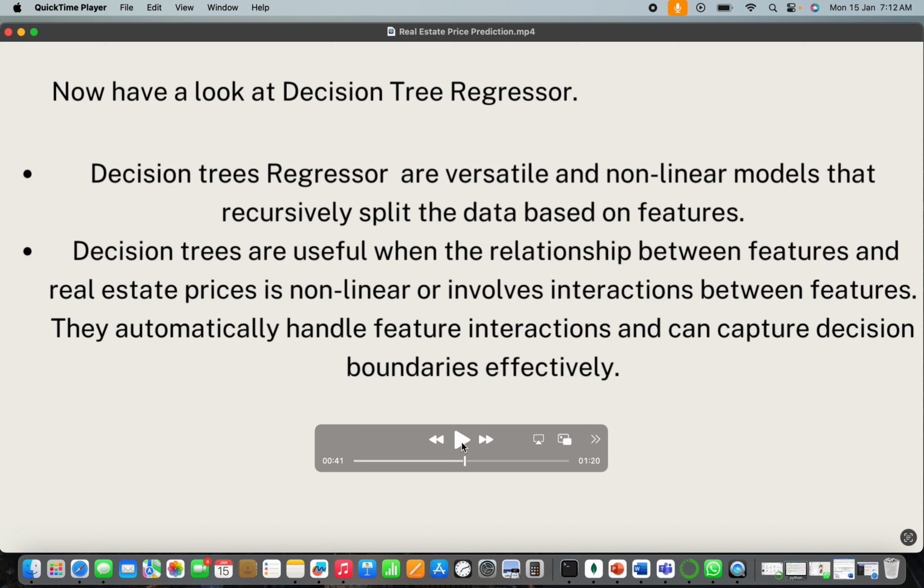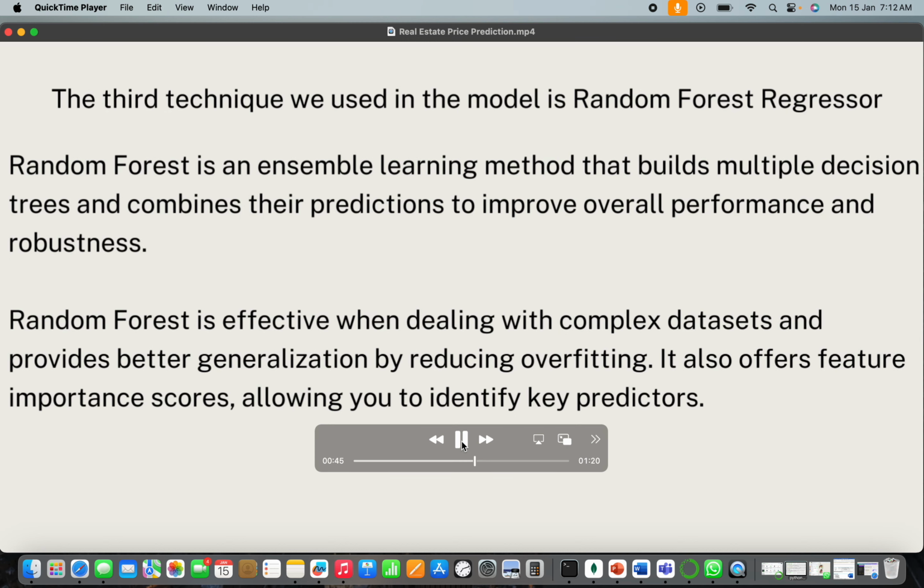Now let's have a look at decision tree regressor. Decision tree regressors are versatile, non-linear models that recursively split the data based on the features. Decision trees are useful when the relationship between the features and real estate prices is non-linear or involves interaction between the features. They automatically handle feature interaction and can capture decision boundaries effectively.